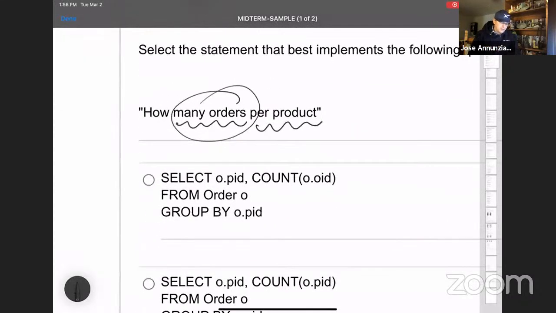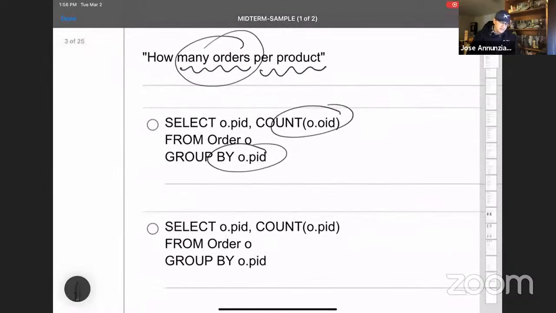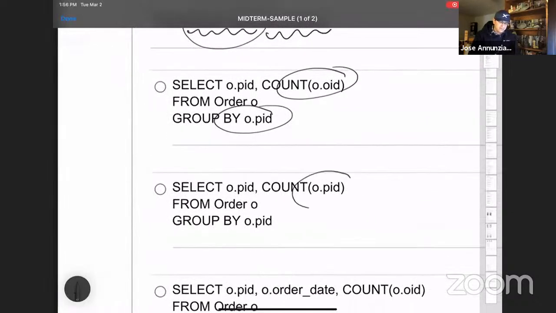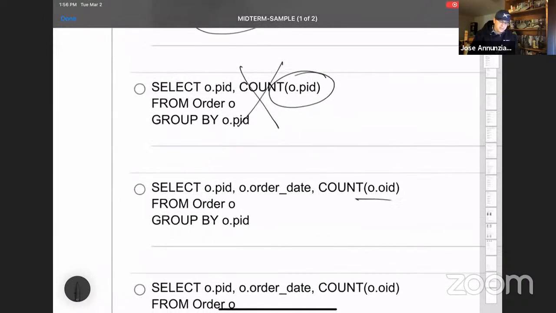So here we are. Looks like we're grouping by the product ID. That's promising, and we're counting the order ID. That's also promising. How about this one? Here we're counting the products. That's not what we want. We want to count the orders, so that's no good. This one we are counting the order, so that's promising. We are grouping by the product ID, that's also promising, and we are including that product ID in the select.